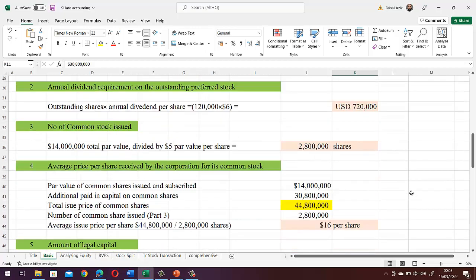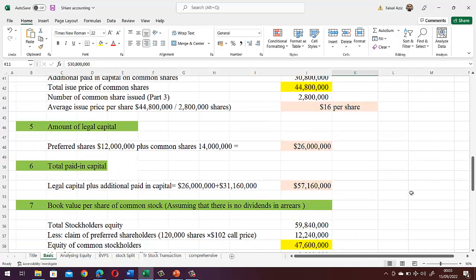When we talk about total paid in capital, it is a sum of legal capital plus additional paid in capital. Legal capital we have already calculated as 26 million, plus this additional paid in capital, which I've taken from the stockholders equity section. When we add both these amounts together, it will give us total paid in capital, which is 57.16 million.